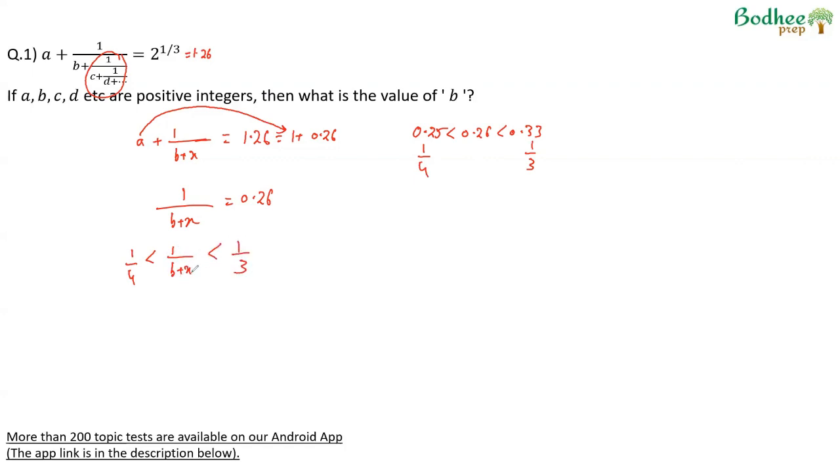1 by 3. And therefore, I can say that if we compare these two, B plus X has to be a value between 4 and 3. So B plus X has to be greater than 3, but less than 4, taking the reciprocal, which means B plus X is 3 point something. Hence, what is the value of B? The value of B will come out, because this X will be a decimal value. So value of B will come out to 3.